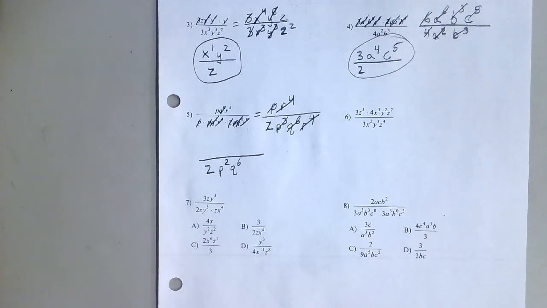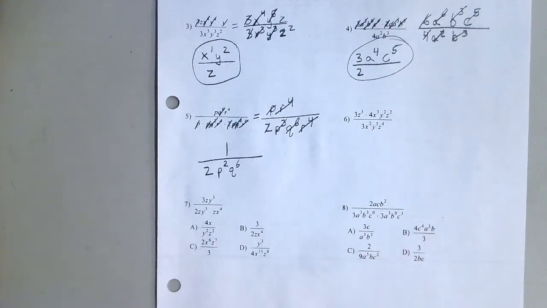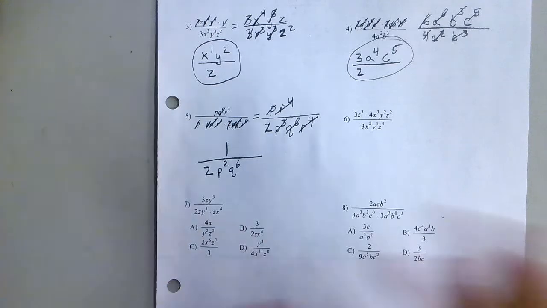So this is a little bit of a peculiar situation because there's nothing left in the top. So when everything cancels out in the top, you just simply put a 1 there. When everything cancels out in the top, you put a 1. Okay?